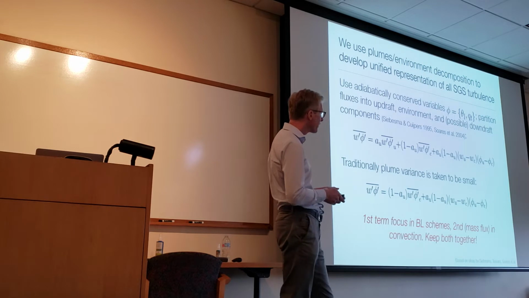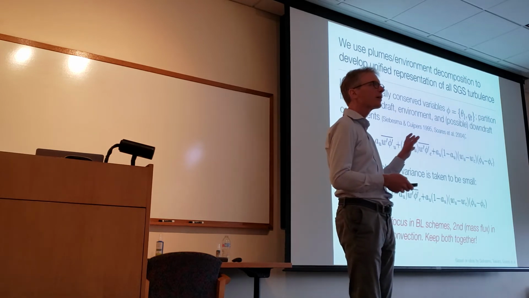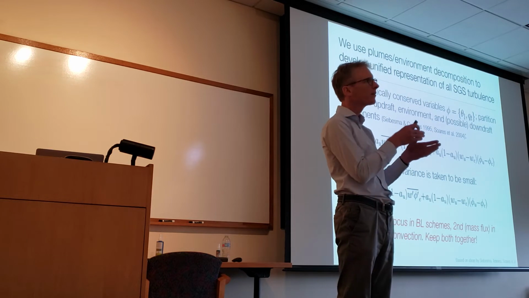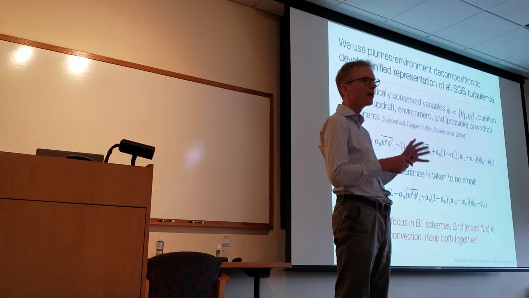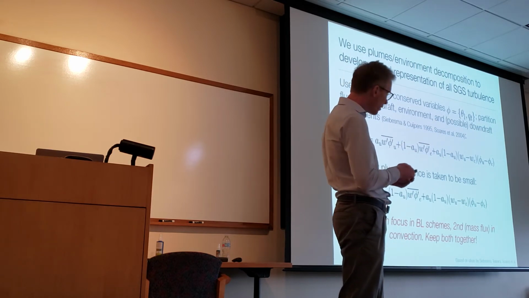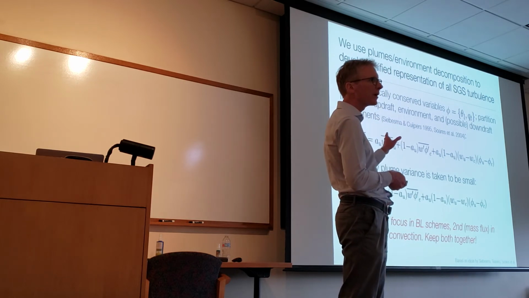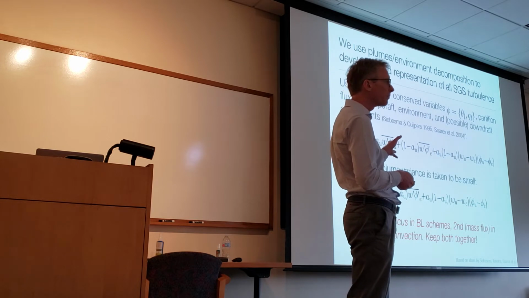I'll say more in a minute. That's just conceptual. You can do this for any number of subdomains. This is updraft and environment. You can do it for updraft, downdraft, for multiple updrafts and the like, and still go through the same motions. And you don't need to assume the area fraction is small. It's just a matter of convenience, but not something you really have to assume.